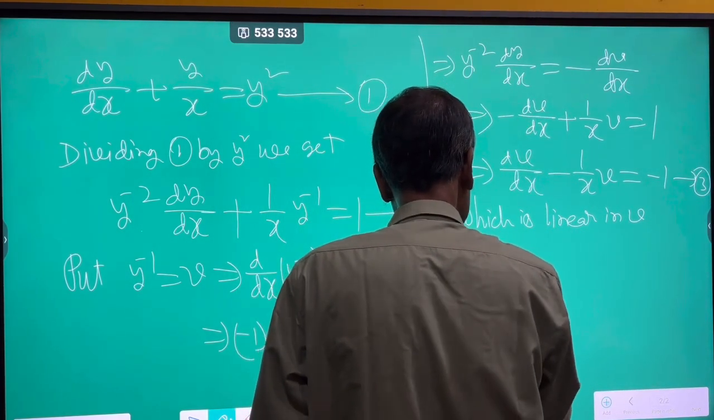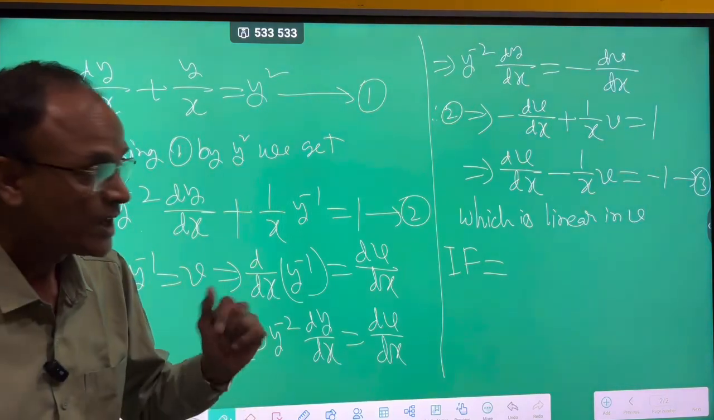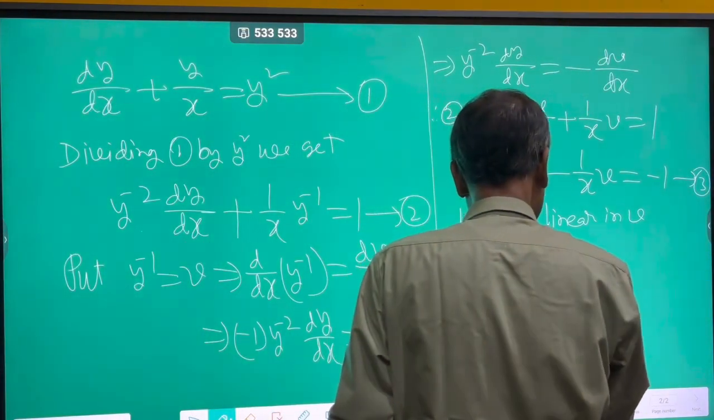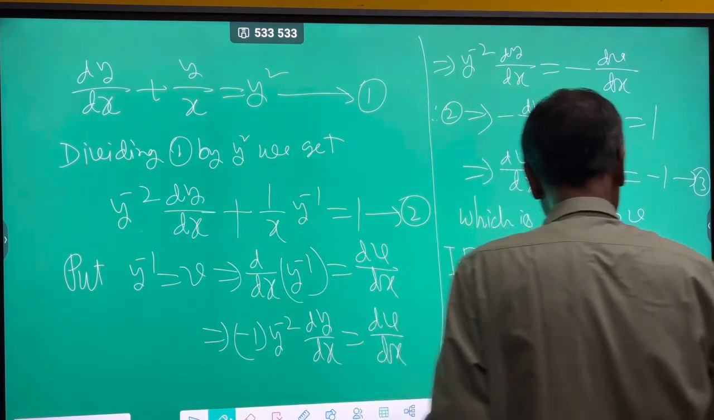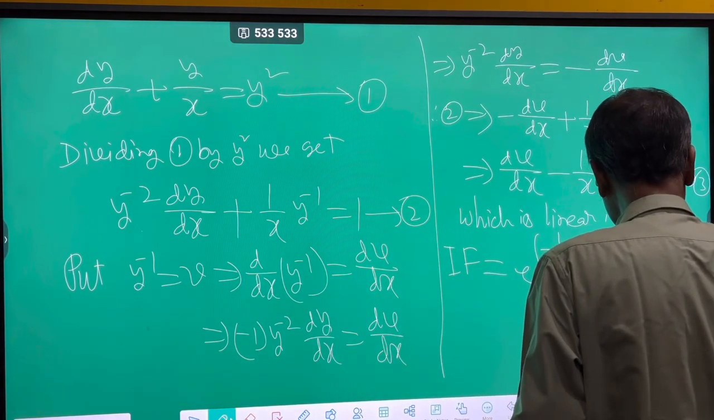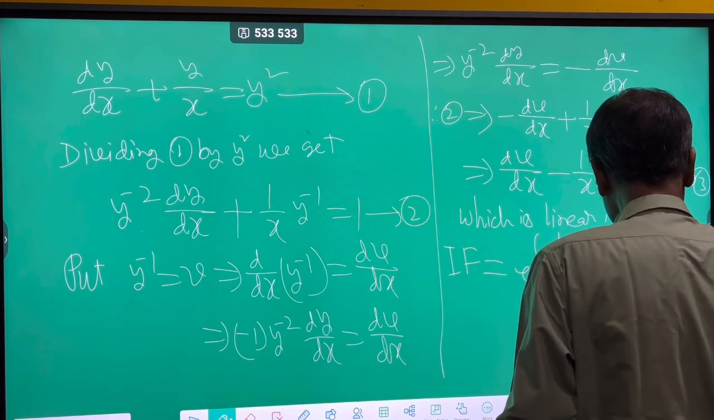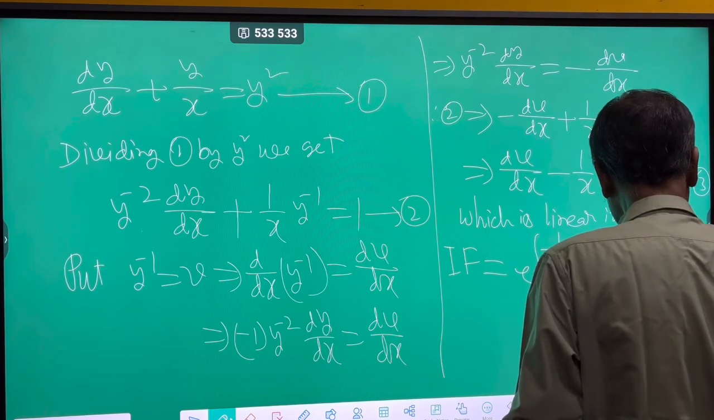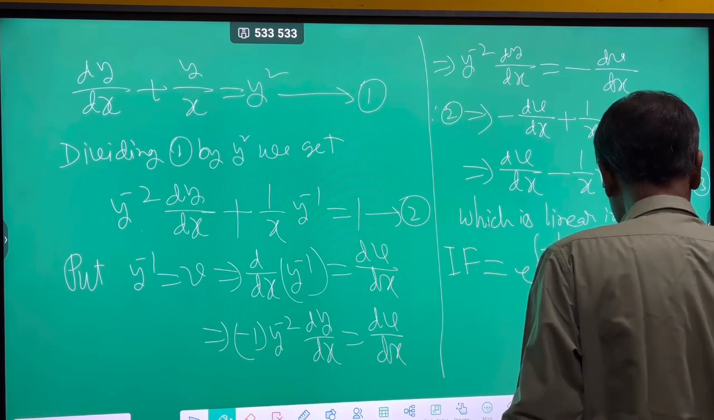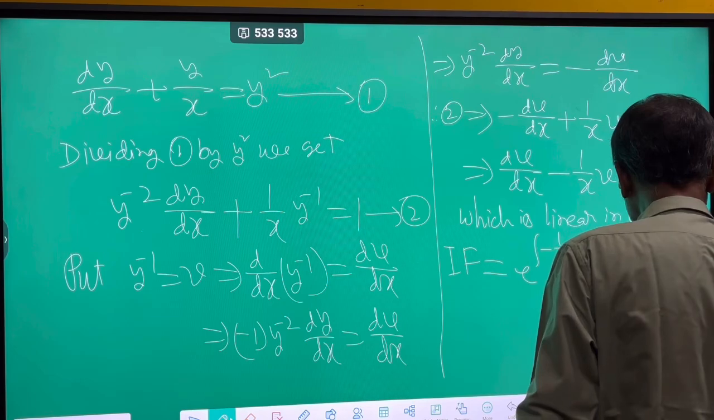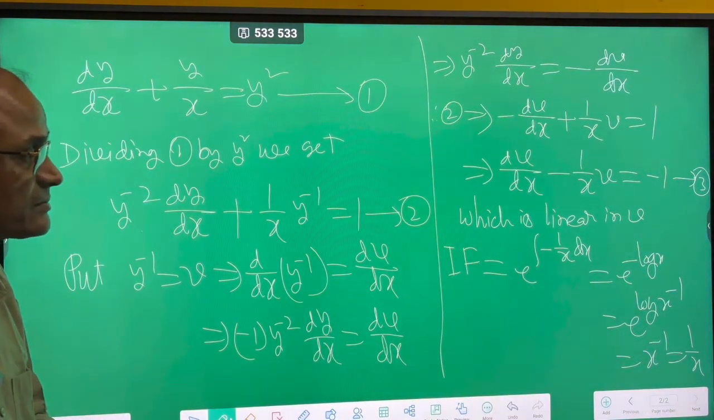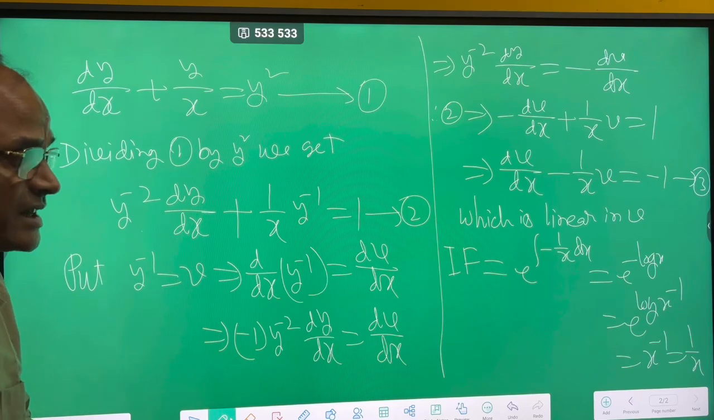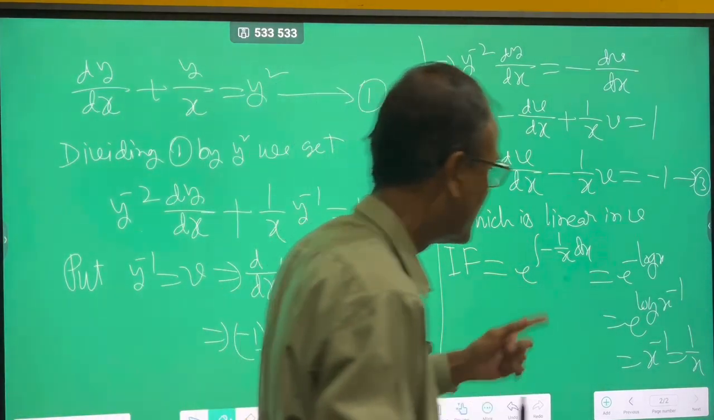Here, what will be the integrating factor? e to the power integral p dx, minus 1 by x dx, equal to e to the power minus log x, equal to e to the power log of x to the power minus 1. This is equal to x to the power minus 1, which is equal to 1 by x. Integrating factor is equal to 1 by x.